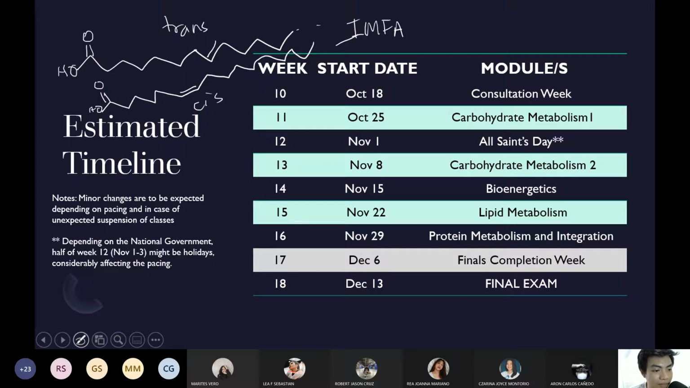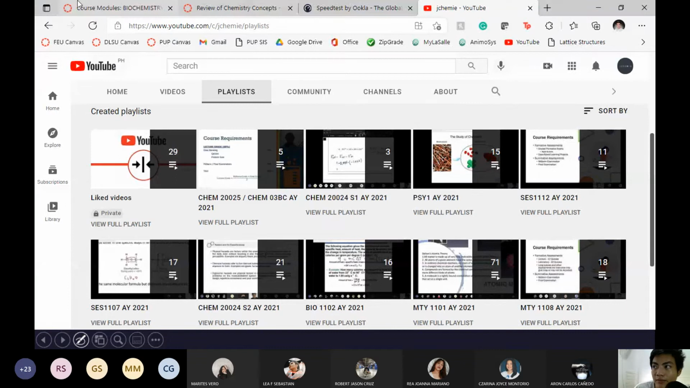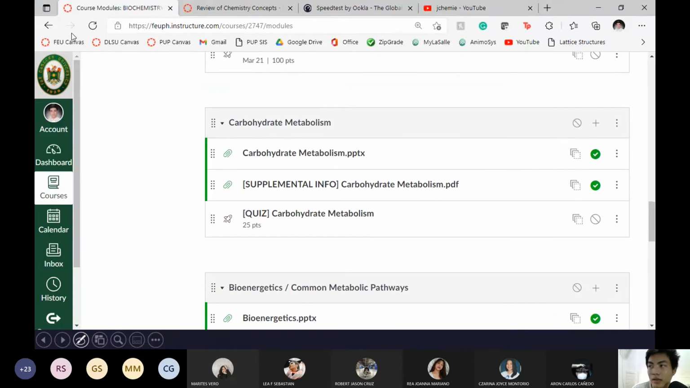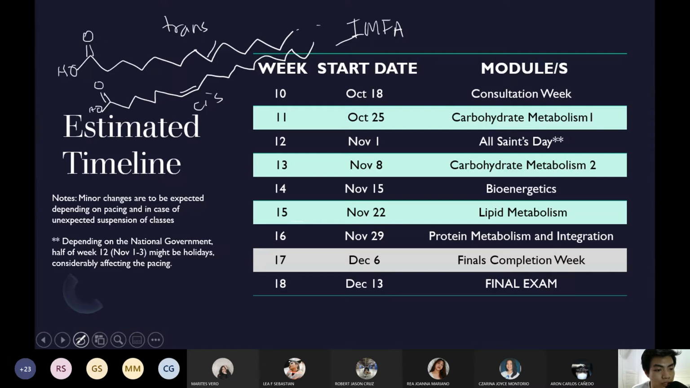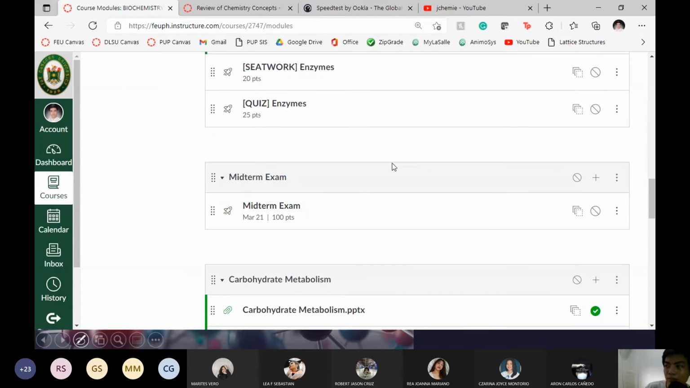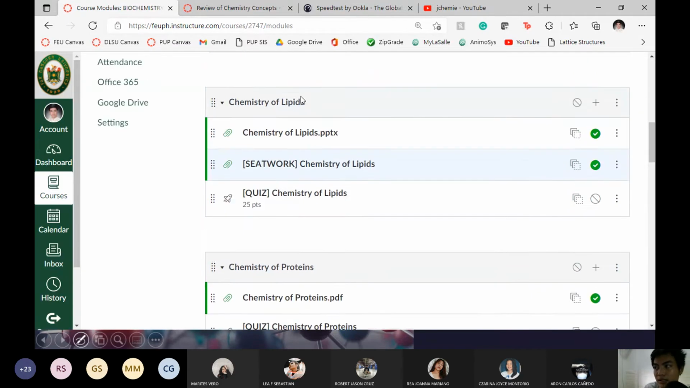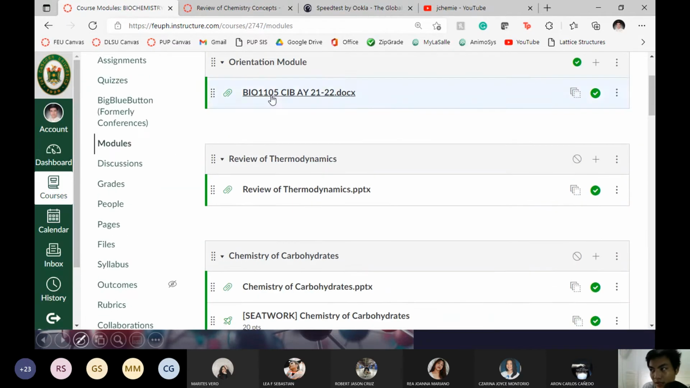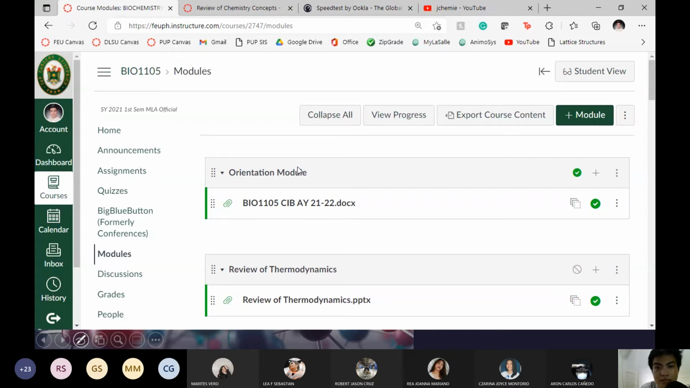Let me show you the canvas pala. This is the canvas. It contains all the materials already. So if you have spare time today, please download all the materials. Okay, pwede nyo na i-download yung mga materials dyan. Andiyan na kasi lahat na. So we have the review of thermodynamics.